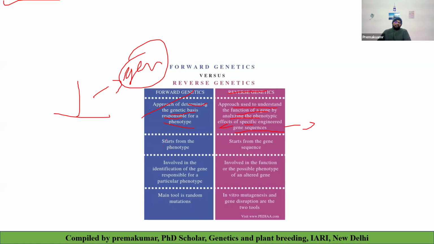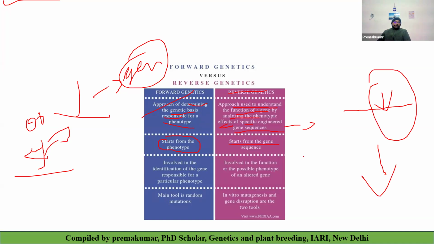Here the procedure will start from the phenotype. We first screen the population, observe the phenotype, and check how much variation is there. Then we start, like how we do breeding, it is a similar technique. But in reverse genetics, we first have the sequence, then we start modifying this sequence, then analyze the phenotype. Forward genetics involves identification of the gene responsible for the particular phenotype. But here, it is identification of the function of a particular gene by creating mutations.